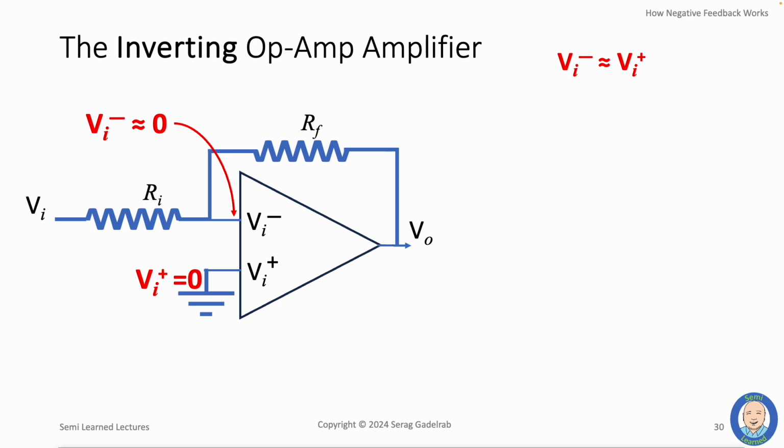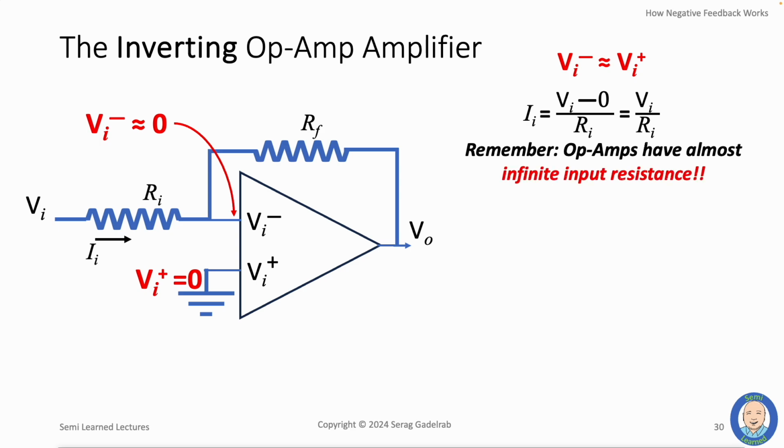We now know enough to create the amplification equation. Because the voltage at the negative input terminal is 0, there will be a current flowing from the input voltage Vi to that 0 voltage through the resistance Ri. Using Ohm's law, we can get the value of that current I sub I. So where would that current flow to? Well, it cannot go into the op amp because the op amp has almost infinite input resistance. So the only other way it can go is through the resistor Rf. Let's call that current going through the resistor Rf I sub F.